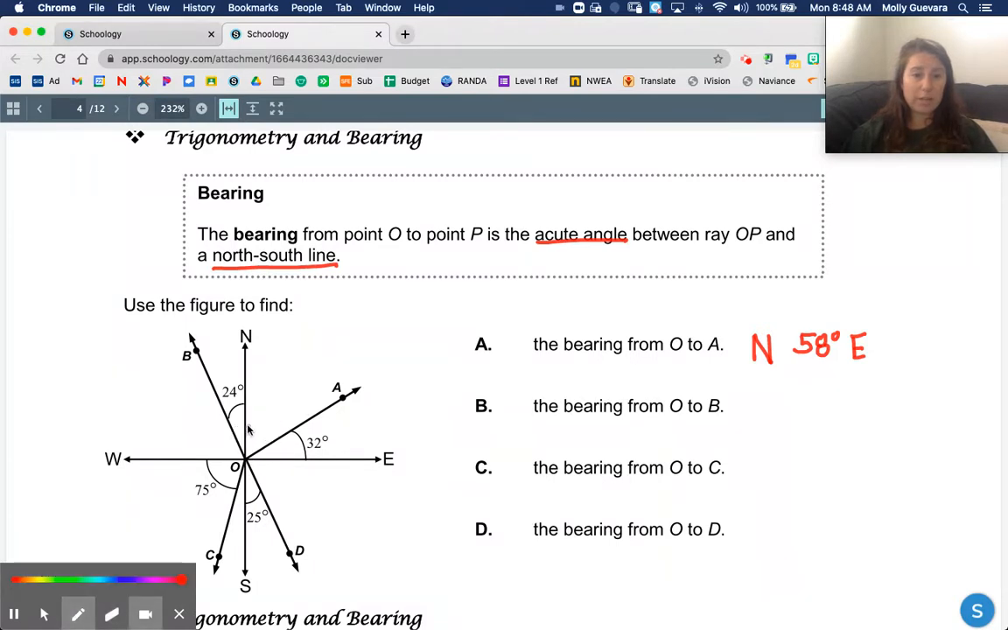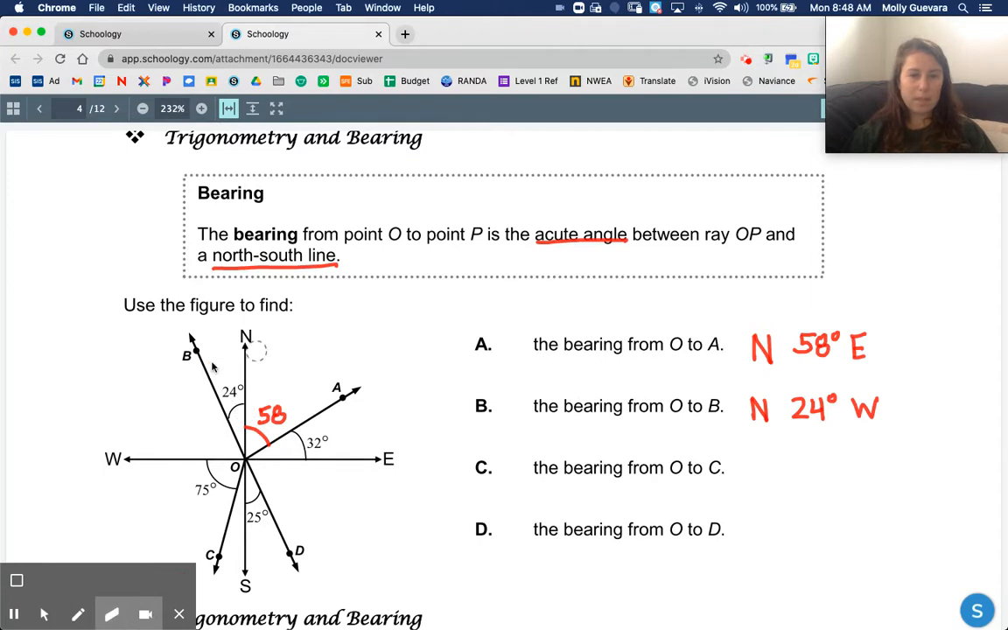So here, we can leave this. That's probably good to leave that. Okay, now the bearing from O to B. Here's B. I start at the north, and I go 24 degrees west. So that's 24 degrees west, and that's my bearing.